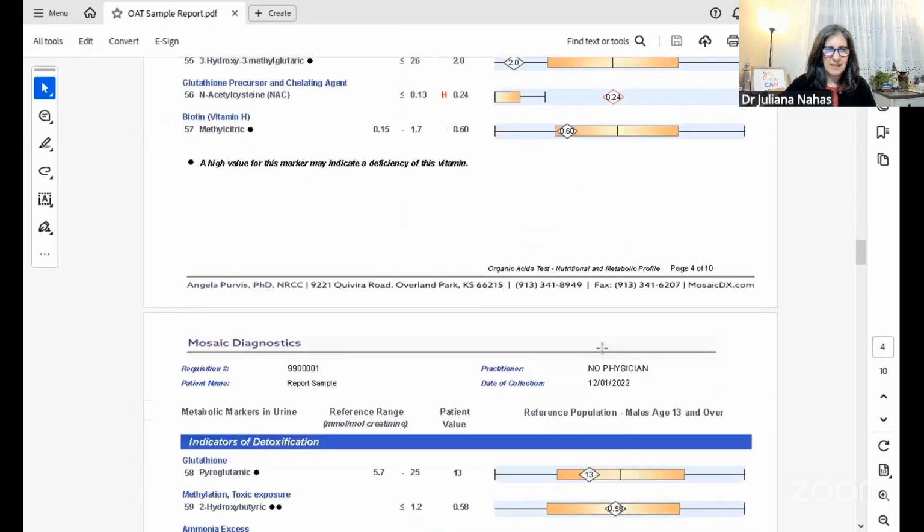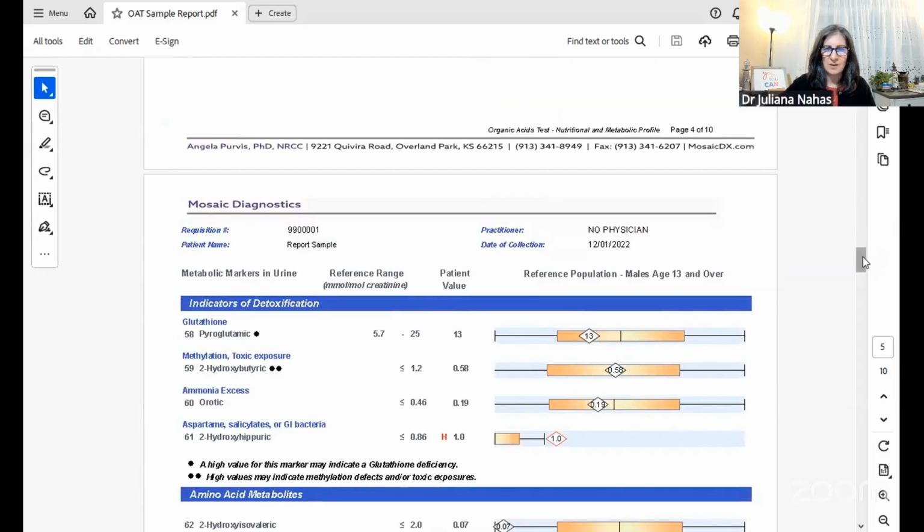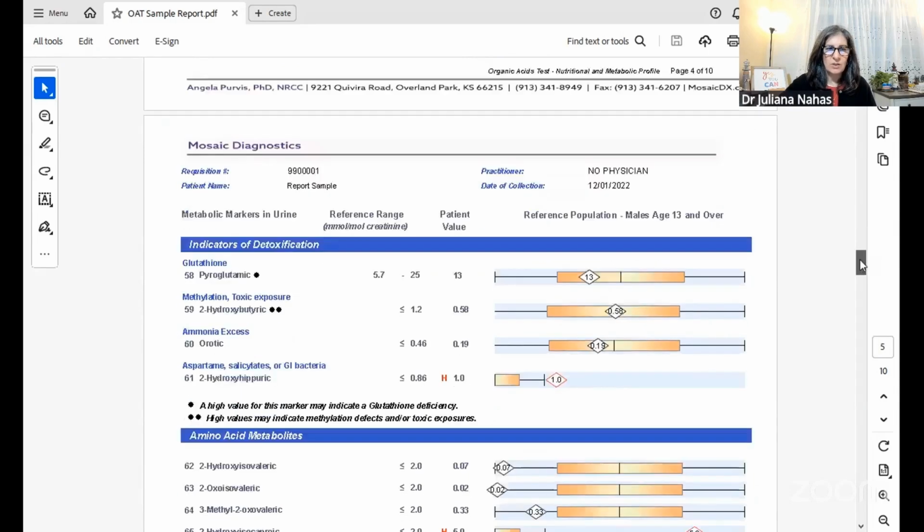Okay, let's move on to the next section, and that's indicators of detoxification. So glutathione is showing up again here. This marker, number 59, can be an indication of toxin exposure. Now, notice it has two asterisks. So a high value may indicate methylation defect and/or toxic exposure. So if there is a high value up here, you may need more folate support or B12 support that's methylated, and/or you've been exposed to some toxic fumes recently and your body's still trying to detox from that.